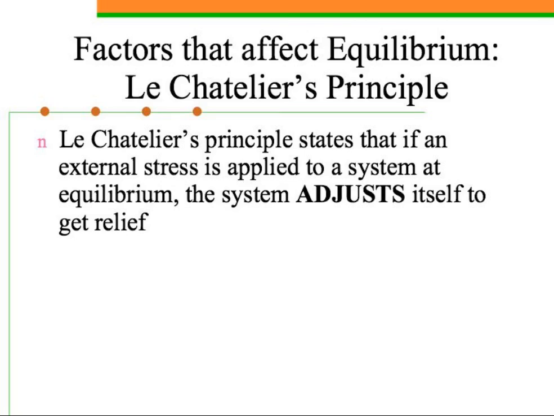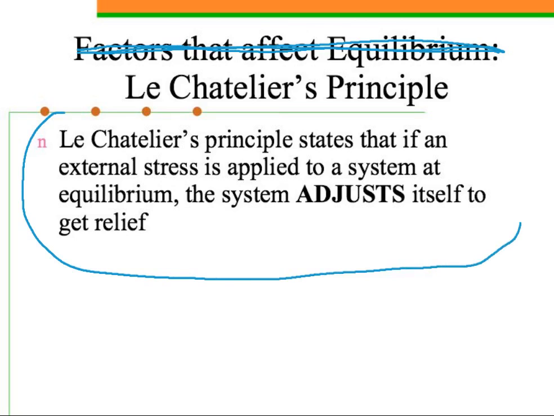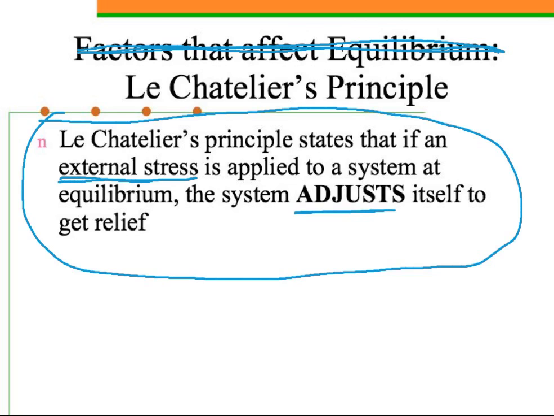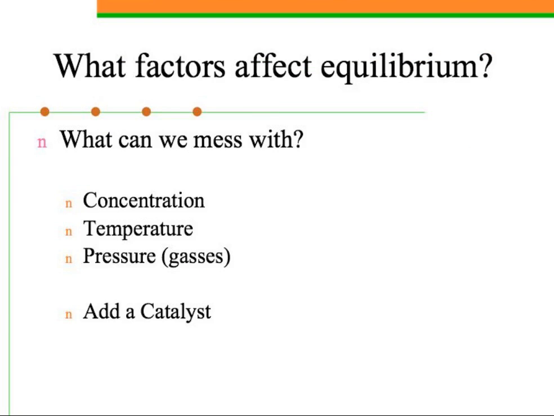So the official definition of Le Chatelier's principle is this. Le Chatelier's principle states that if an external stress, so if we mess with something, if we stress a reversible reaction, then the system will adjust itself to get relief. So that's Le Chatelier's principle. Now, what kind of stresses can we put on a system at equilibrium?